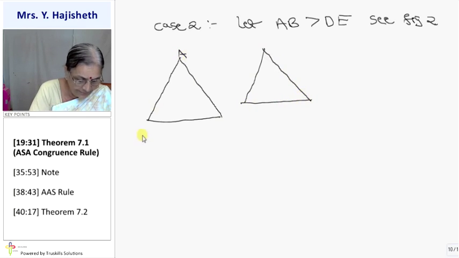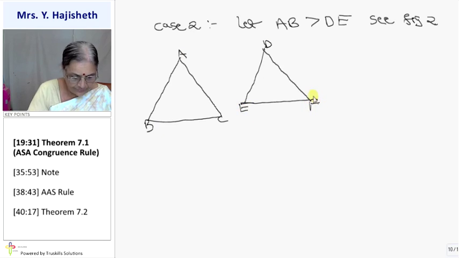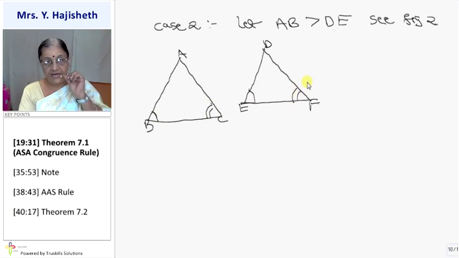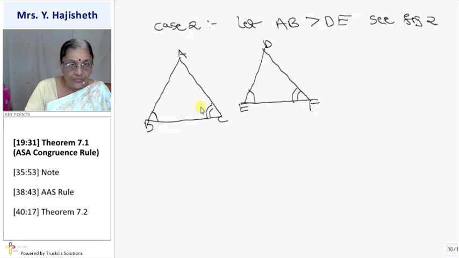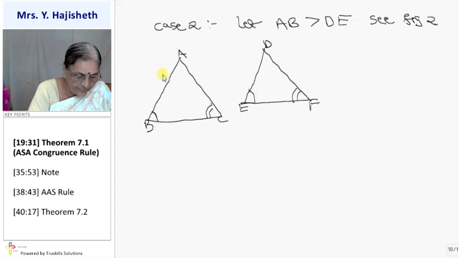This is my ABC, this is my DEF. Okay, this angle B is given equal to angle E, angle C is equal to angle F, clear, and AB greater than DE, that is given. So we are taking a point P on AB in such a way so that BP is equal to DE. Okay, join P and C.